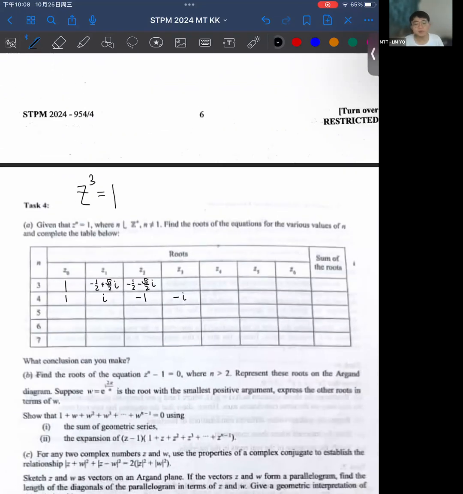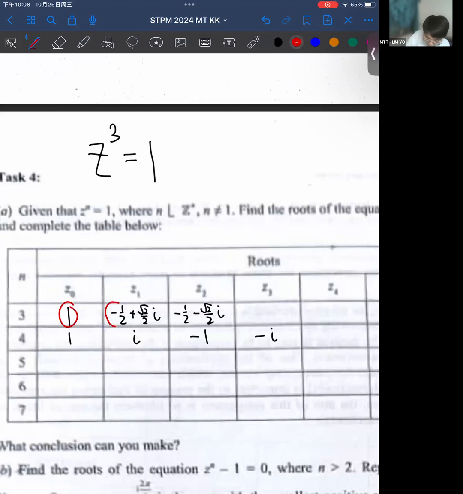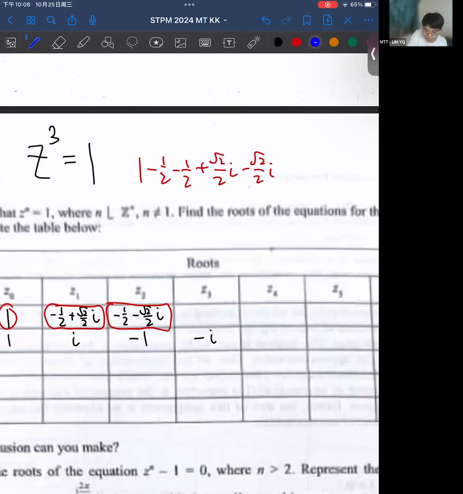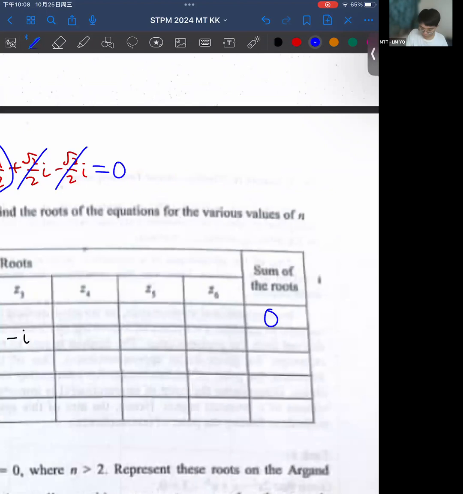Let us discuss the sum of the roots. What does it mean by the sum of the roots? It means I want to add all the z0, z1, z2 together. Let's say for this one, use your calculator to add. Very easy. You can show that 1 minus 1 over 2, and then minus another 1 over 2, here you go, and then plus square root 2 over 2 i minus square root 2 over 2 i. This one you can cancel, so this one also ends up as 0. So the sum of the roots for the case of 3 roots equals 0.